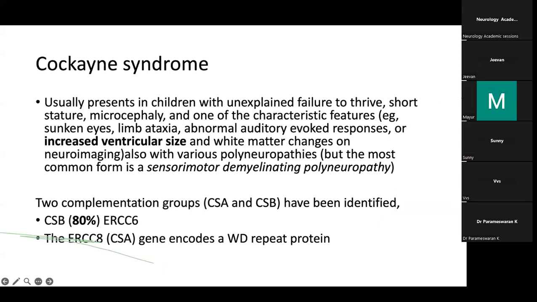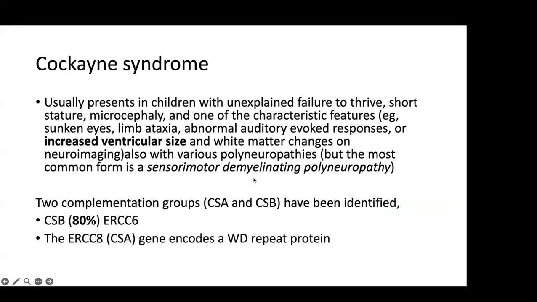Cockayne syndrome usually presents with unexplained failure to thrive, short stature, microcephaly, and other characteristic features like sunken eyes, limb ataxia, abnormal auditory evoked response, or increased ventricular size with white matter changes. There are various polyneuropathies which are associated, but the most common is a sensory motor demyelinating polyneuropathy. Cockayne syndrome B, which is 80% with the gene ERCC6, and the ERCC8, which was mentioned in this question, is associated with CSA, which encodes a WD repeat protein.